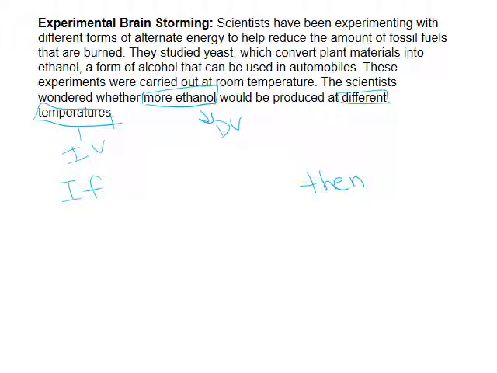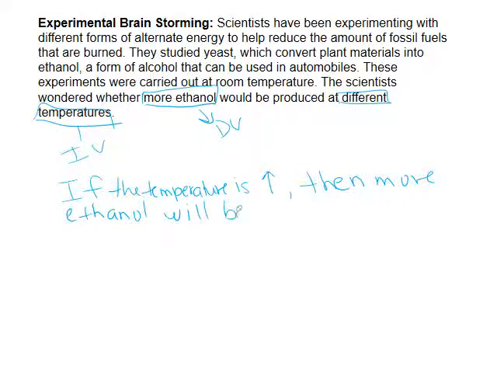So if the temperature is increased, and I'm running out of room, so I'm just going to draw an arrow up, comma, then the dependent variable would be the ethanol. So then more ethanol will be produced. Okay, so I have my hypothesis.